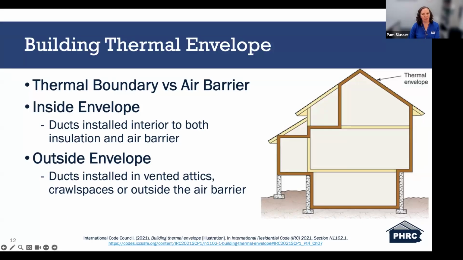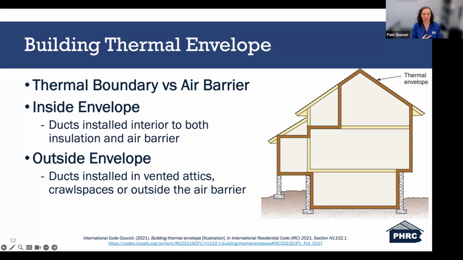When ducts are installed inside the envelope, they are located interior to both the insulation layer and the air barrier. In this configuration, any minor leakage or conductive loss remains within conditioned space. Now, in contrast, when ducts are installed outside that envelope, such as in vented attics, vented crawl spaces, or any space beyond that air barrier, they are exposed to extreme temperature differentials. As we all know in Pennsylvania's climate, that means hot, humid summers or cold, brutal winters as well.